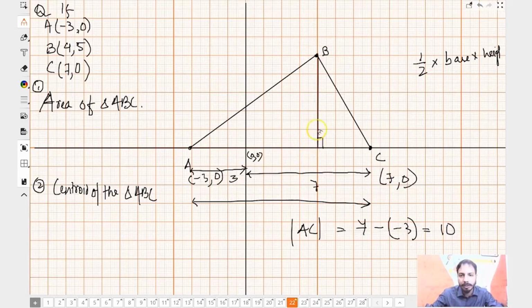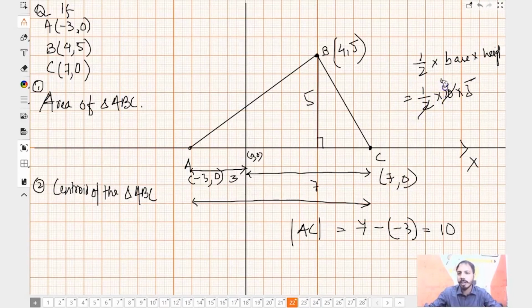Now this altitude. If you see properly, this is the perpendicular distance of this point B from the x-axis, and that is nothing but the ordinate of this point. What is the ordinate of this point? 5. So this length is 5. So we just put the values: half into 10 into 5. So this is 5 and 5 fives are 25 square units. So the answer is 25 square units, the area of this triangle.